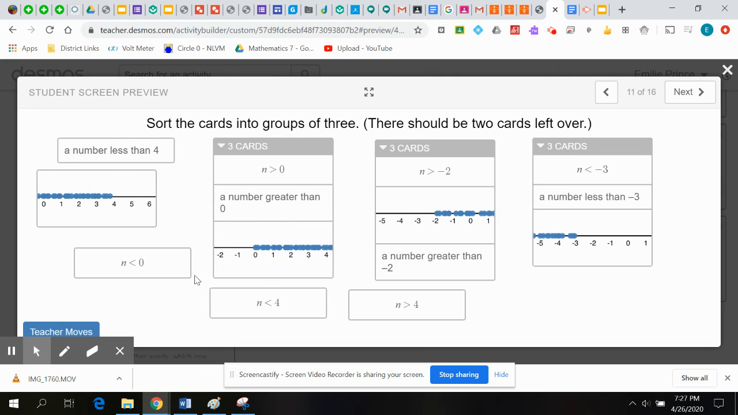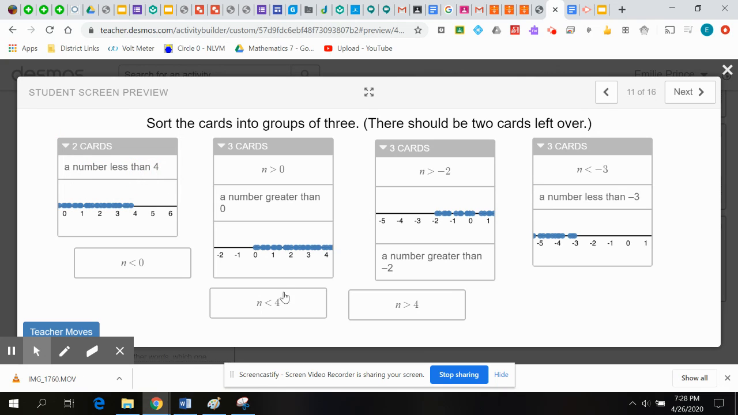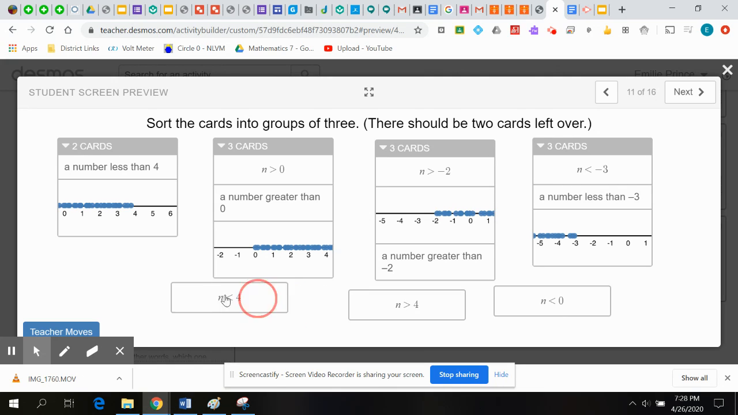All right, so we've got a few left over. This number line says numbers that are less than 4. So I think it goes here. And which inequality says numbers that are less than 4? Well, this says less than 0. This says numbers greater than 4. This card says numbers less than 4. So go back and fix slide 11 if you did not get it correct.